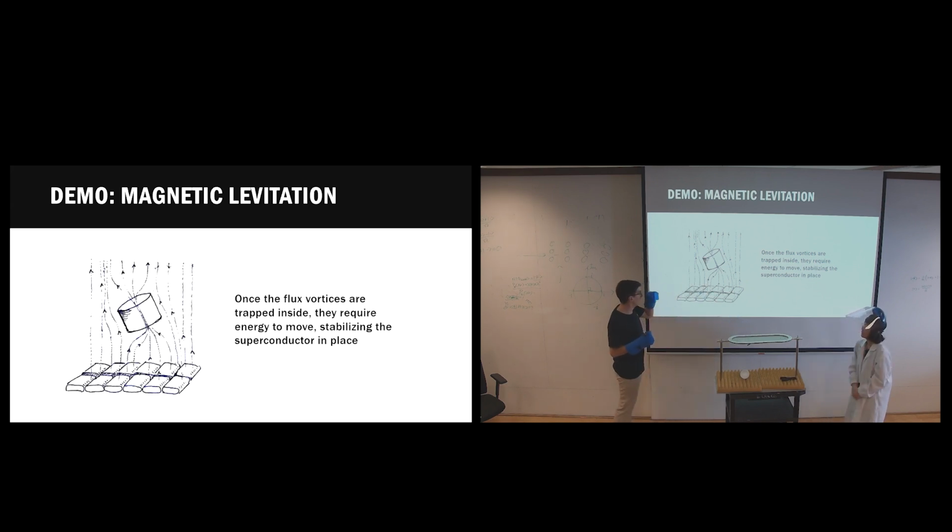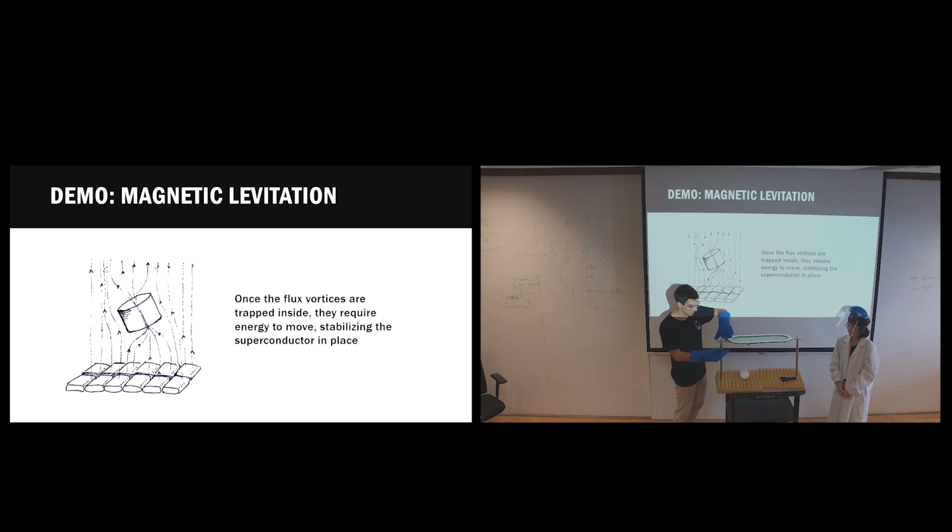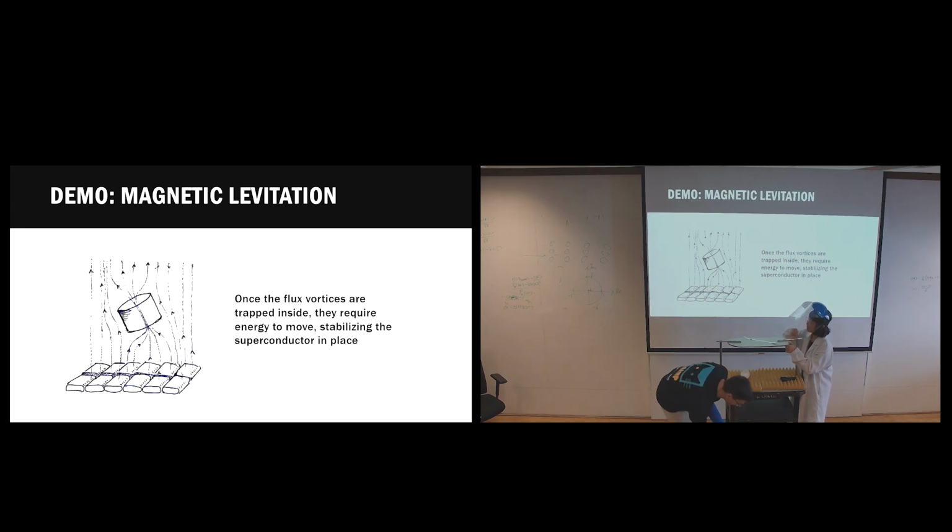Flux pinning doesn't matter if the rail, if this magnet, is on top or below, or if the superconductor is on top or below the magnets. So we should be able to do the same experiment with the rail upside down. Let's try.